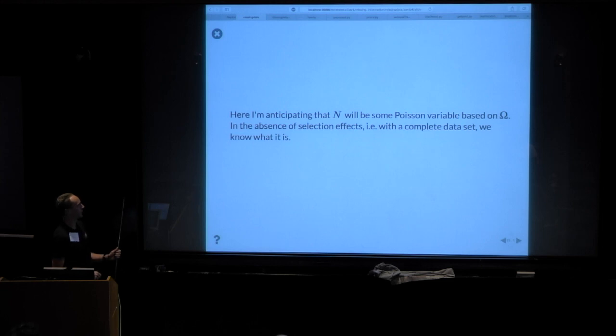And this is actually predicted by the cosmological model. In fact, I'm going to go ahead and say that in this model, capital N is a Poisson draw from some expectation that omega will predict for me. And again, so far, we're pretending that we know what it is.